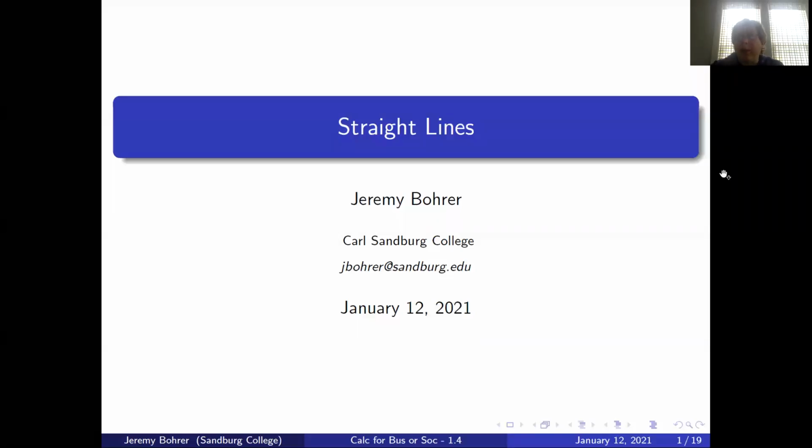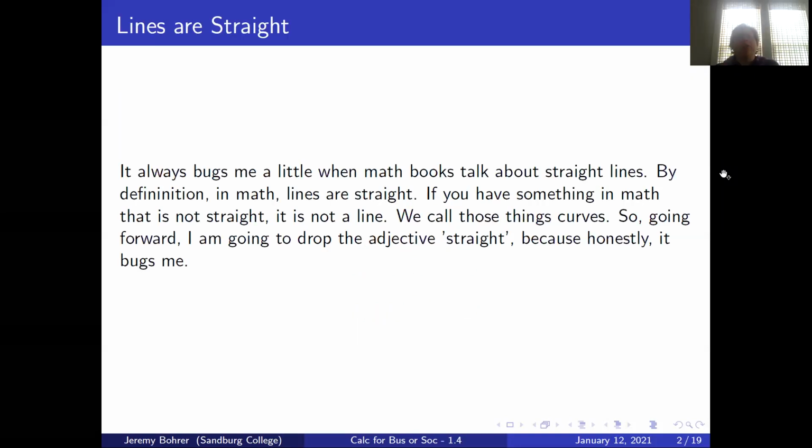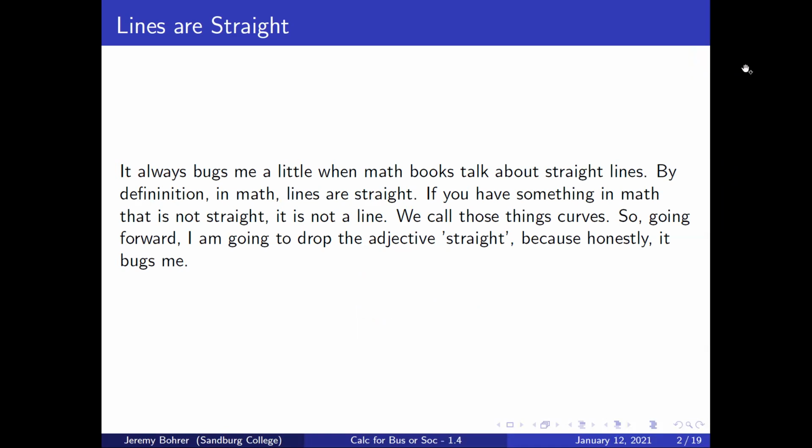In this video, we will be discussing straight lines. Now, lines are straight, and it always bugs me a little when math books talk about straight lines, because by definition in math, lines are straight. If you have something in math that is not straight, it's not a line. We call those curves. So going forward, I'm dropping the adjective straight because it bugs me.